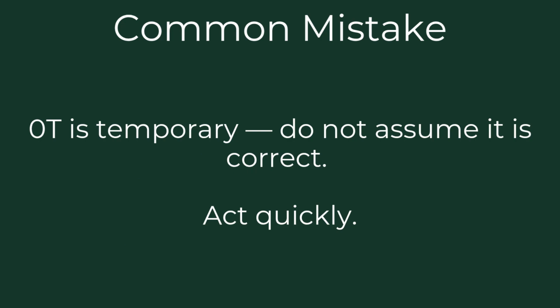A common mistake is assuming the first payslip at a new job is simply how it works. 0T is a temporary emergency measure. The sooner you provide the correct paperwork, the sooner your code is corrected, and the less you overpay.